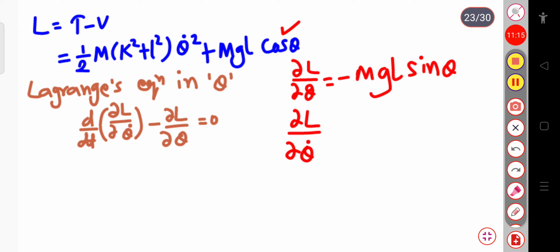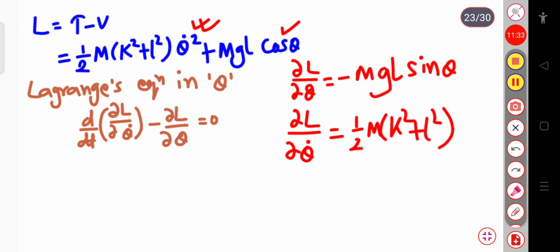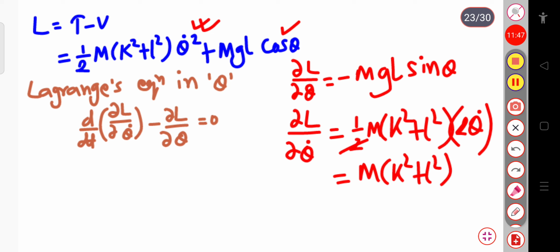Again we will calculate dou L by dou theta dot. In this expression you can see only this term contains theta dot. If we take the derivative of this, theta dot square gives 2 into theta dot. So this will be 1 by 2 m into k square plus l square, which are constants. The derivative of theta dot square will be simply 2 into theta dot, and the 2 gets cancelled. That will be m into k square plus l square whole into theta dot.